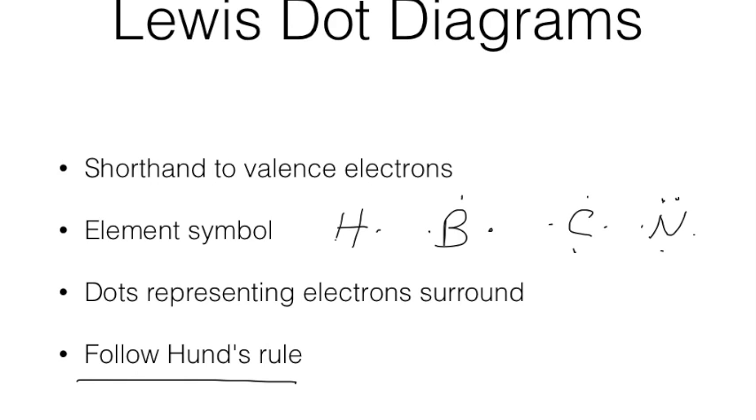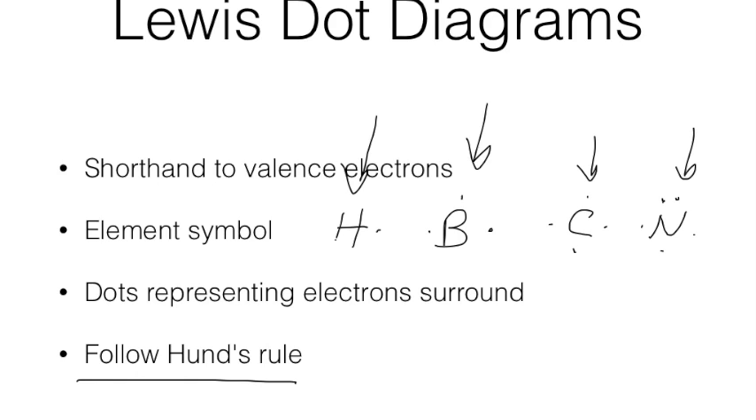Yeah. The reason we do this is this tells us the number of bonds that these atoms are going to form. Hydrogen is only going to form 1 bond. It's only got 1 valence electron. Carbon is going to tend to form 4 bonds. Nitrogen is going to form 3 bonds. Boron is going to form 3 bonds.